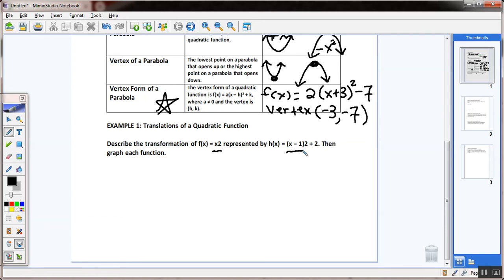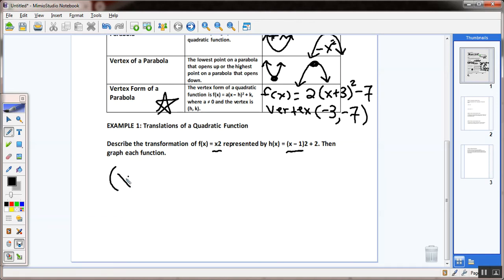Okay. Anyway, let's stay focused on the task at hand. Describe the transformation of f of x equals x squared. So what family are we talking again? The quadratic. Okay, parent family, quadratics. It says represented by h of x equals quantity x minus 1 squared plus 2. I'm not going to make you graph this. You should know this. How is this parent function moved to form this? What kind of movements would you make?